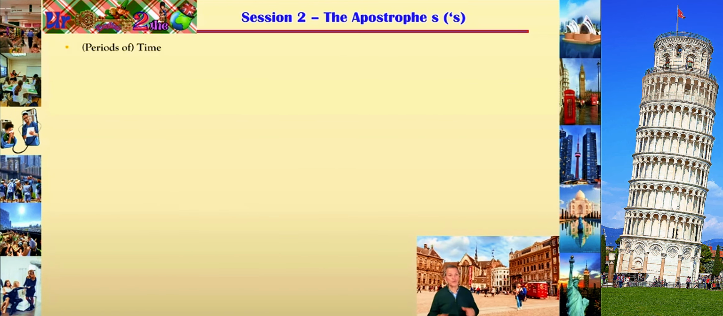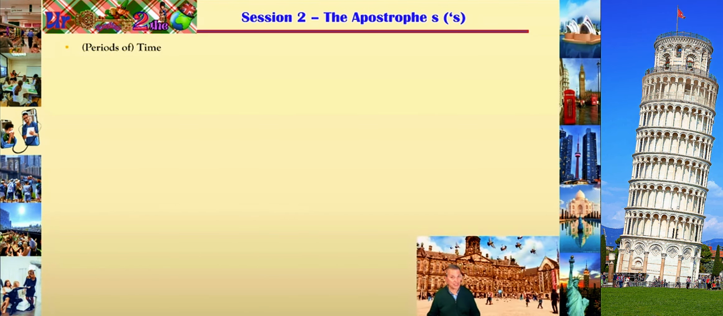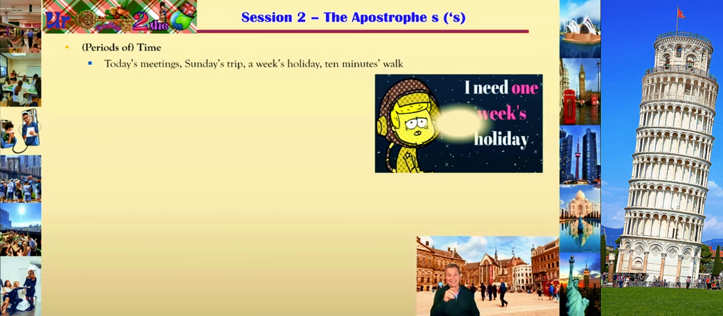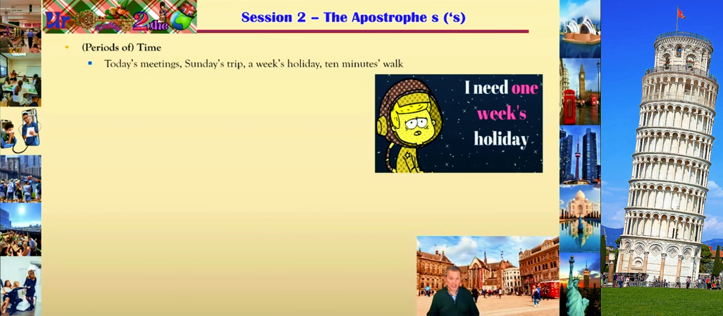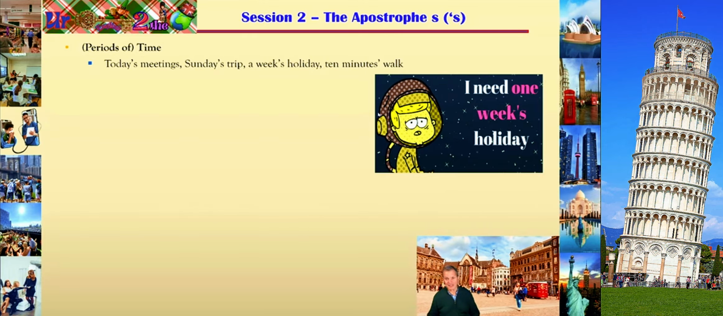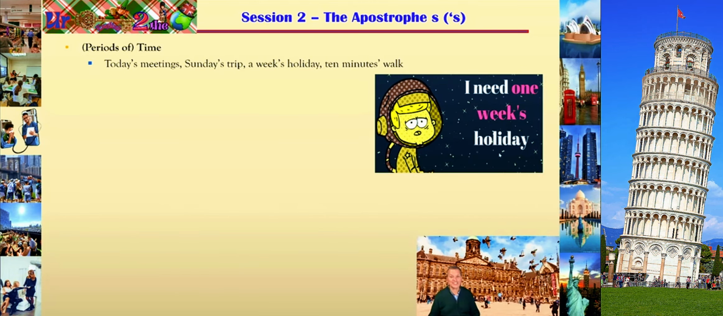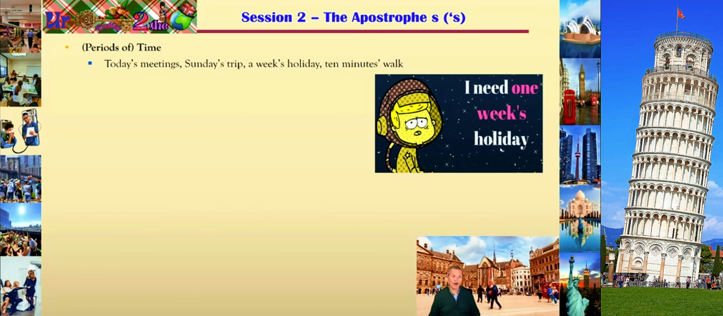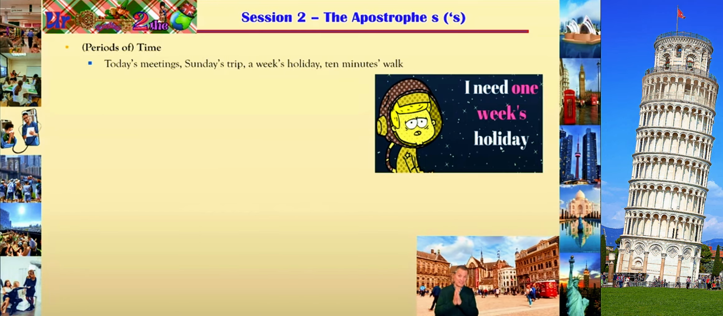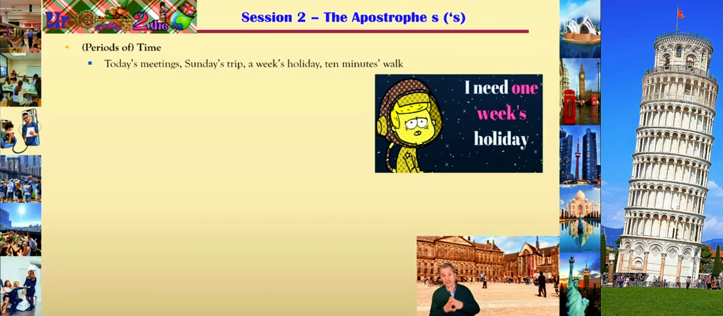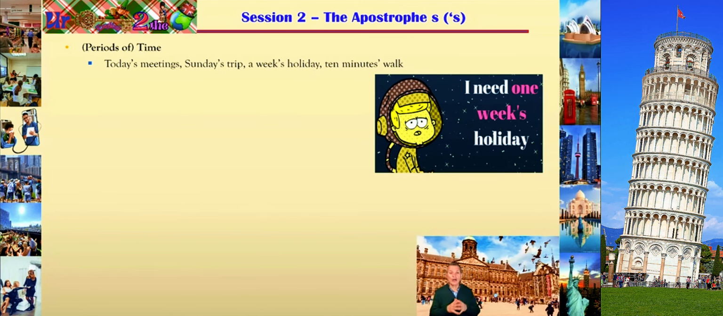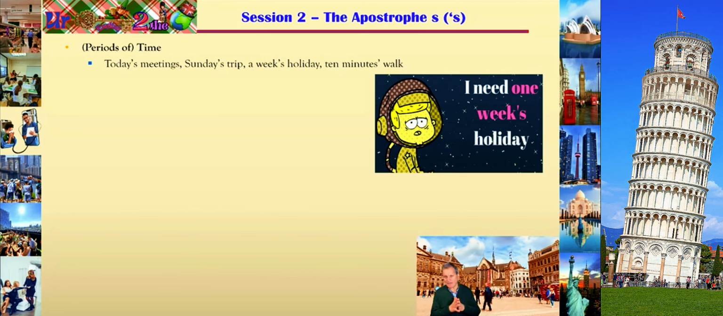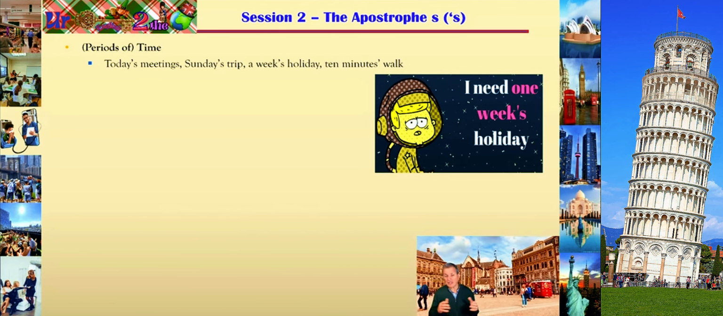And we continue with periods of time. It's also typical to use in English the apostrophe S with periods of time. For example, today's meetings, Sunday's trip, a week's holiday, or 10 minutes' walk. You can see this image here. I need 1 week's holiday. All right. In this case, a holiday of 1 week, but we use the apostrophe S in a colloquial way, right? It's the same as if you say a 10 minutes' walk. A 10 minutes' walk means a walk that takes 10 minutes, right? But it's much shorter if you say 10 minutes' walk, right?